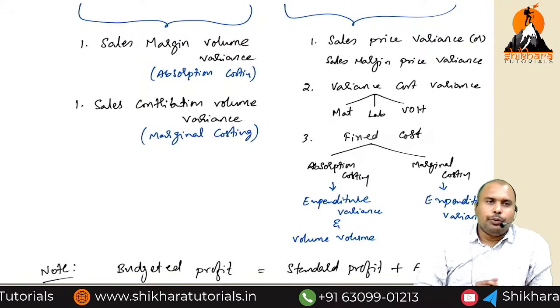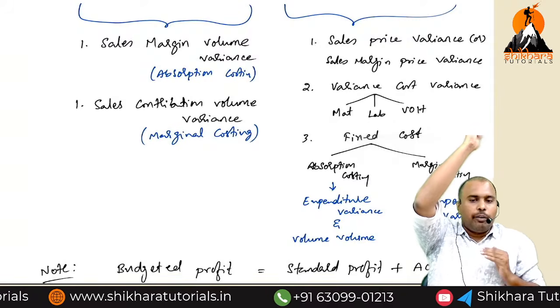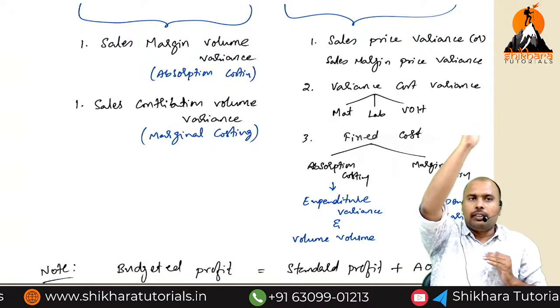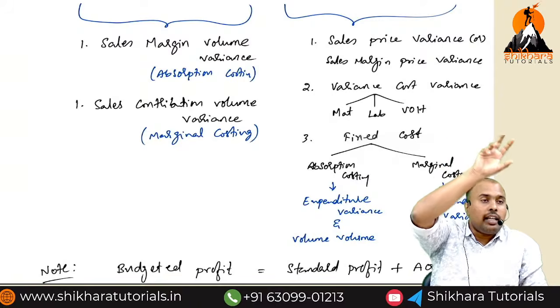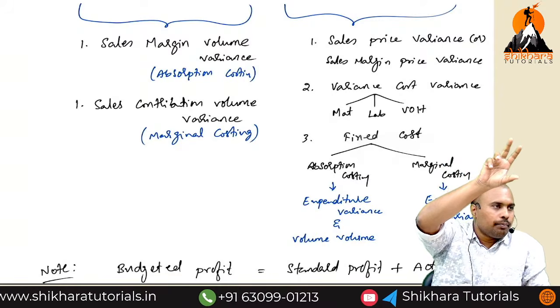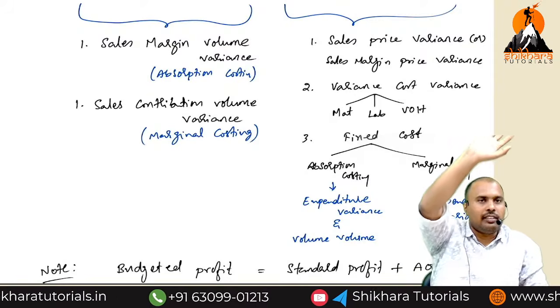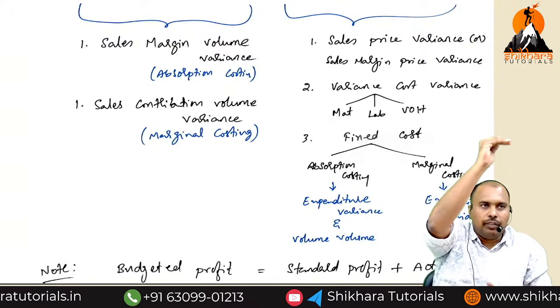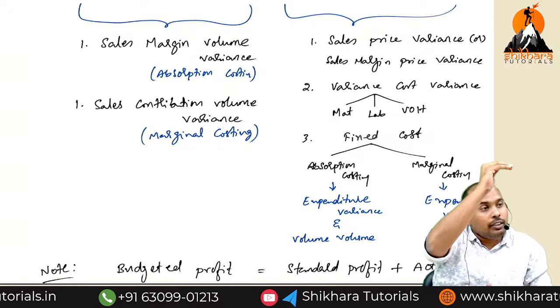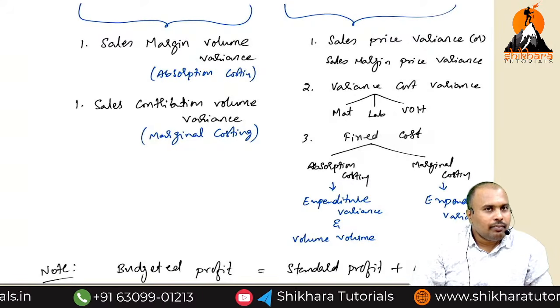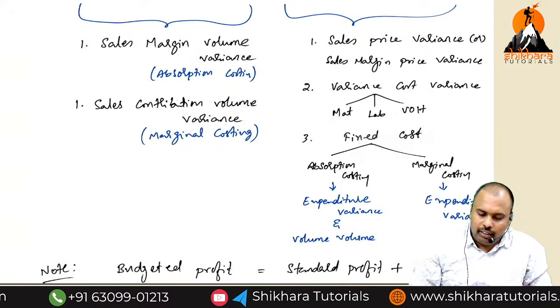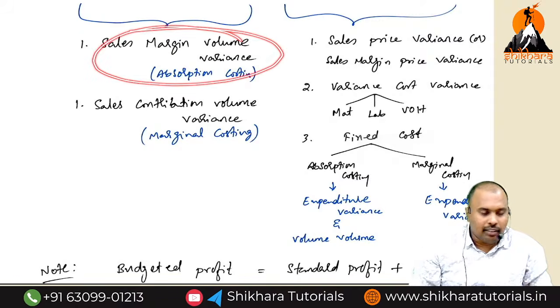If they ask you budgeted profit and actual profit, start with budgeted profit and adjust the sales margin volume variance. Let's talk about only absorption costing; forget about marginal. First listen very carefully. Start with budgeted profit. If you adjust the sales margin volume variance, what do we get? Standard profit. Yes or no? Only one adjustment right here.